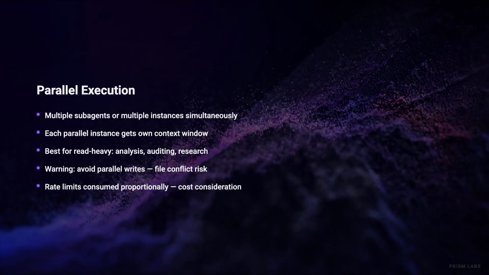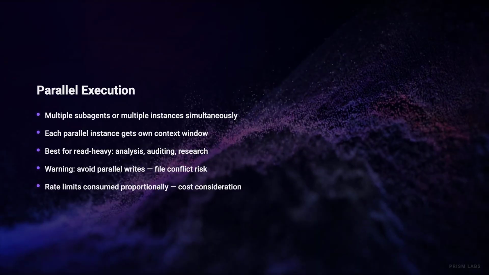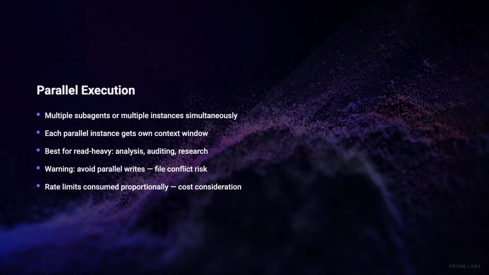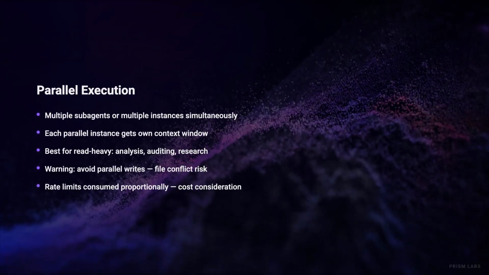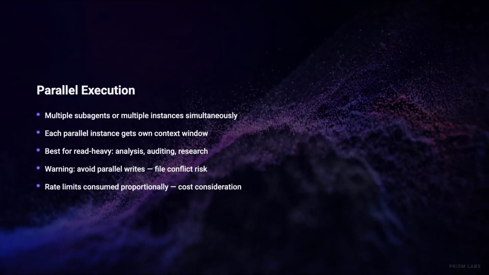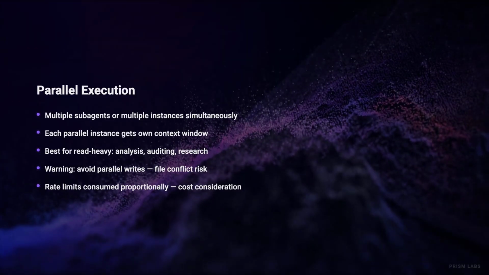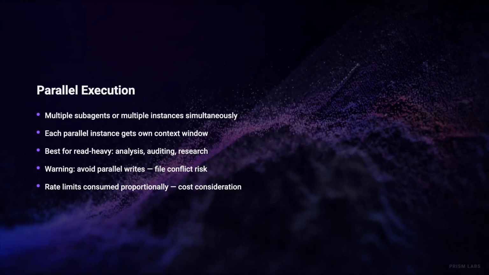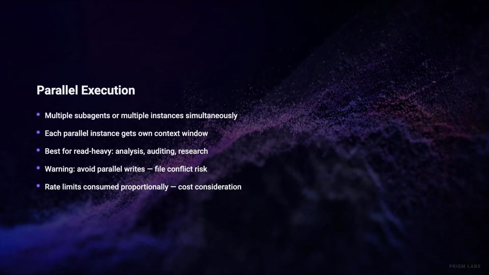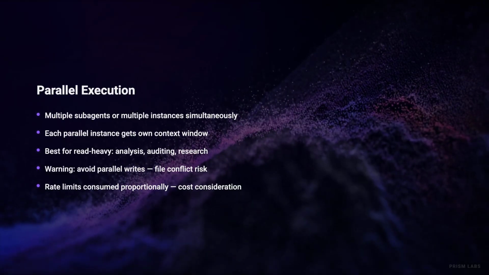Parallel execution is not recommended for heavy code editing tasks. When multiple subagents are modifying the same files simultaneously, they can create conflicts and overwrite each other's changes. Parallel execution works best for read-heavy tasks, analysis, investigation, auditing, research, where each subagent is examining different parts of the code base without modifying them.